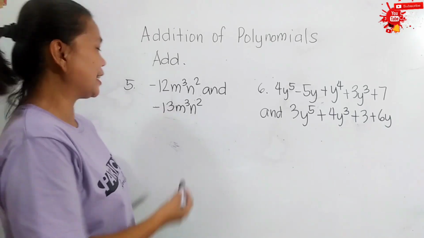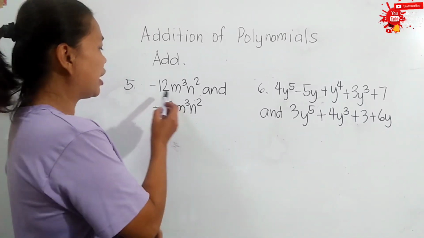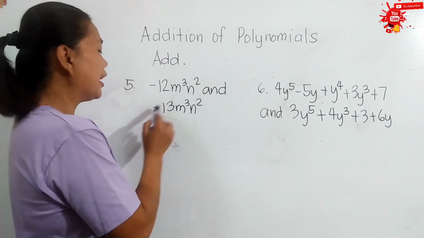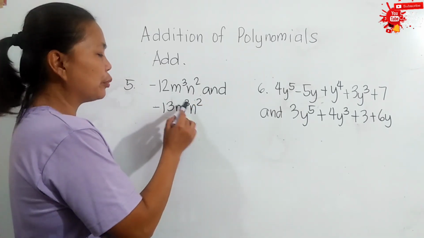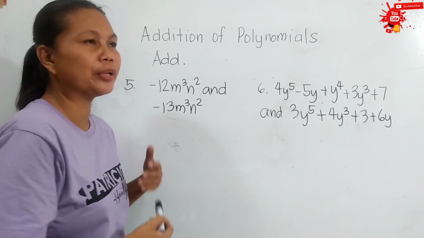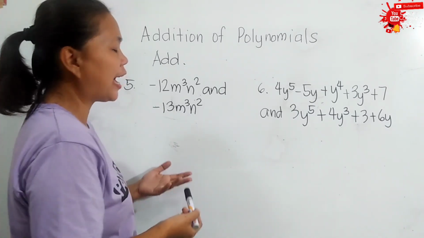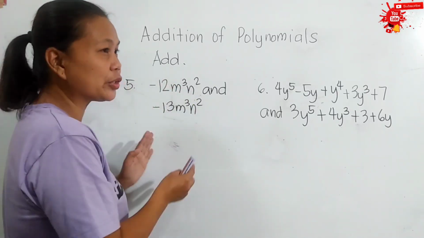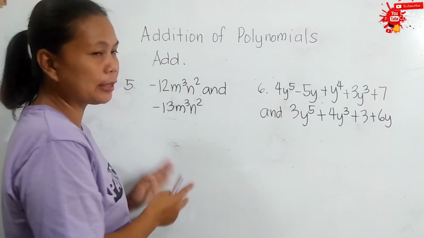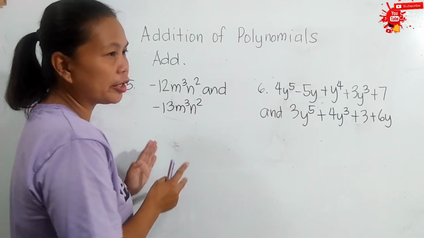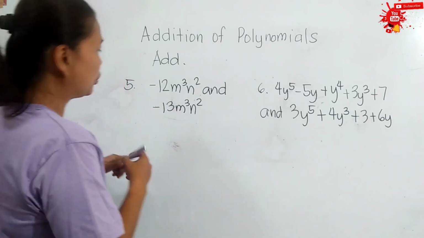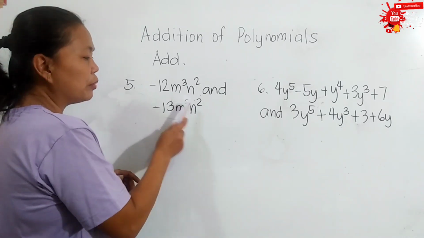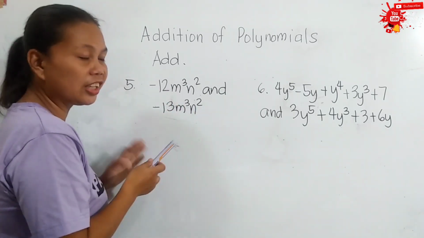Okay, let us discuss example number 5. We have here negative 12m cubed n squared and negative 13m cubed n squared. If you notice, we are only given a monomial added to another monomial. So let us add these two and see if they are similar terms. If they are similar terms, we can add them. We have here m cubed n squared, and we also have m cubed n squared. So we can add these two.